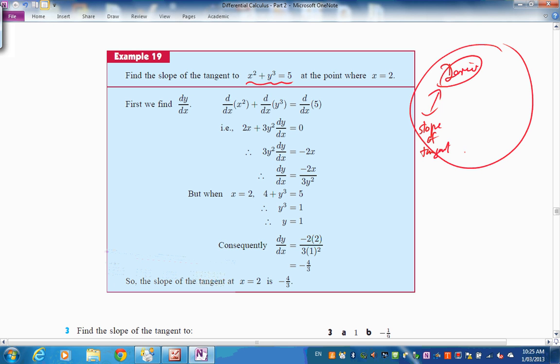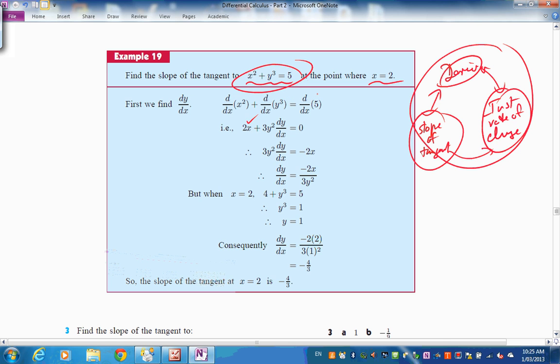or synonymous with that, instantaneous rate of change. Okay, so any of those. So here we want the slope of the tangent when x is 2. So I've got to get the derivative of this.